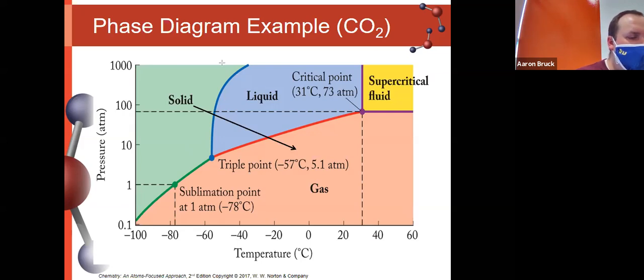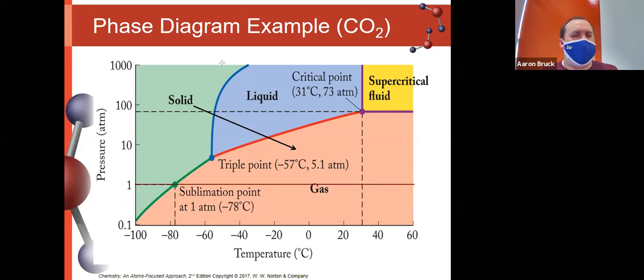First of all, one atmosphere of pressure is right here. And what do you notice about carbon dioxide at one atmosphere of pressure? Ben? Okay, it's a gas for the most part. At colder temperatures, it is a solid. What is it not ever? It's not ever a liquid.